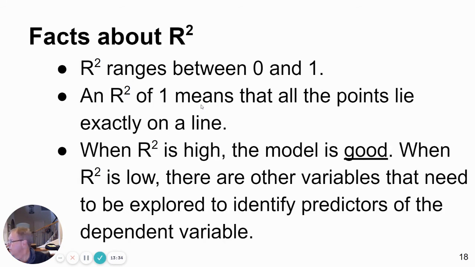Facts about R squared. R squared ranges between 0 and 1, and an R squared of 1 means that all of the points lie exactly on the line. When R squared is high, we say that the fit of the model is good. When R squared is low, we better look for further explanatory variables that can help capture some of that unexplained variation.